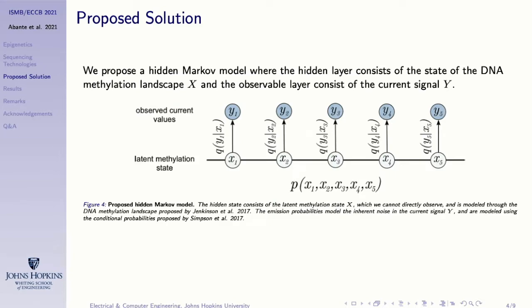So we can combine these two ideas to create a hidden Markov model where the hidden layer consists of the DNA methylation landscape, represented by the random vector X, and the observable layer consisting of the current signal Y. Now, to estimate the parameters of the latent methylation landscape model, which is our ultimate goal, and we're going to call theta, we can use the expectation maximization algorithm.